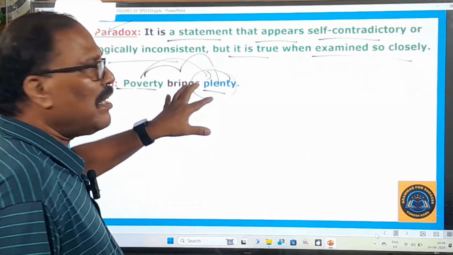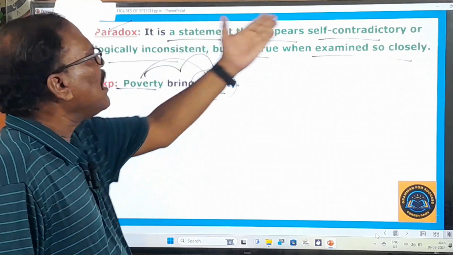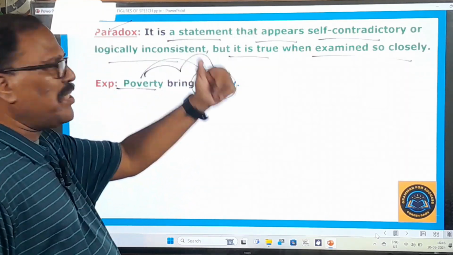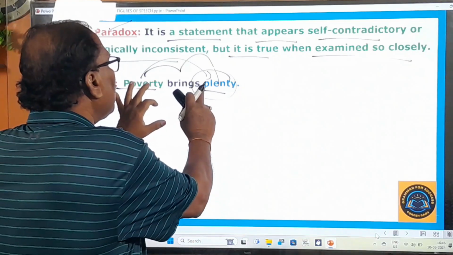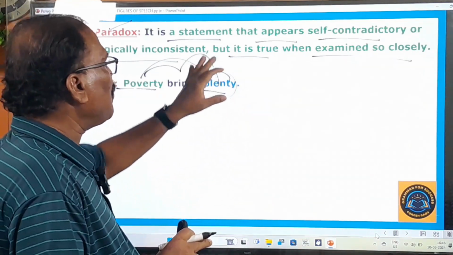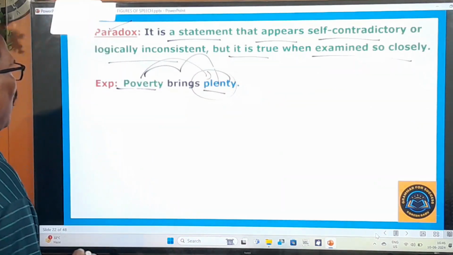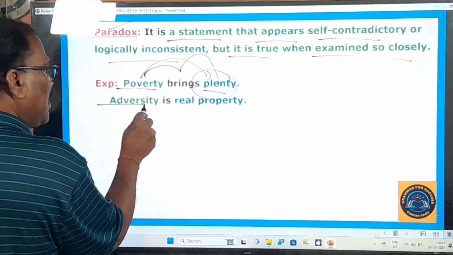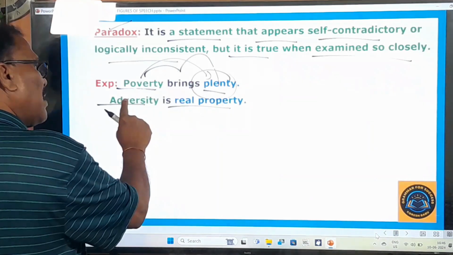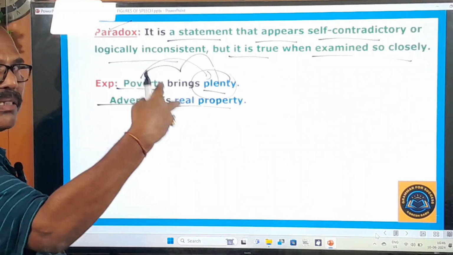When you look at it for the first time, you find it a self-contradictory and meaningless statement. But when you look at this statement closely, what happens? You find it is true. So similarly, all other things are also there. Adversity is real property. కష్టకాలమే నిజమైనటువంటి సంపద.